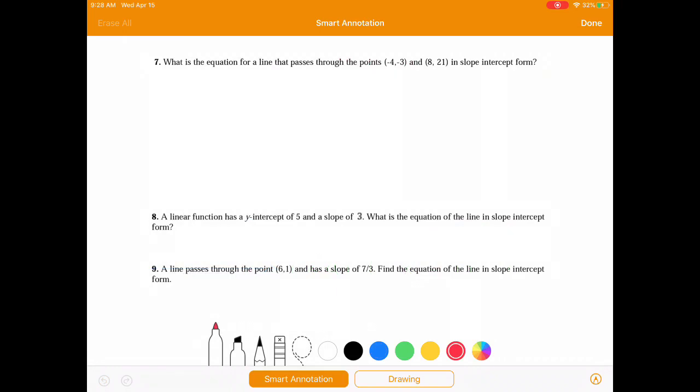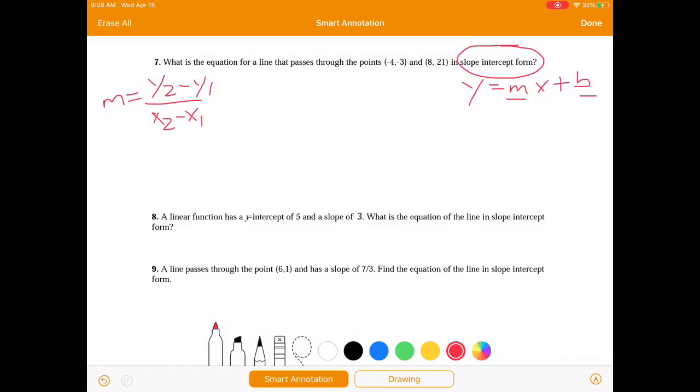Our next question is, what is the equation for a line that passes through the points (-4, -3) and (8, 21) in slope-intercept form? So the first key thing that we have to recognize is slope-intercept form. So we're looking for y equals mx plus b. So we need to identify the slope for m and the y-intercept for b. And the way to do this is to find the slope first. And we've looked at this before. We're using y2 minus y1 over x2 minus x1, and that will tell us what the slope is.